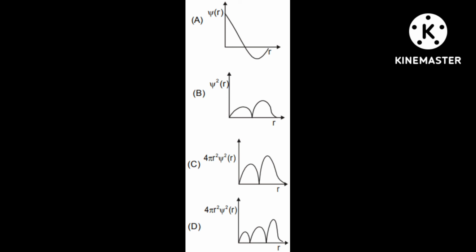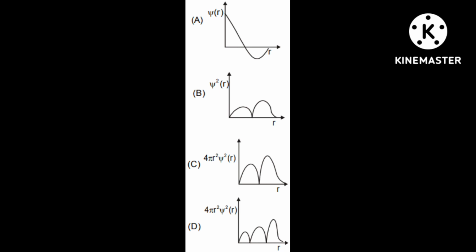Here n is equal to 2, L is equal to 1. n equal to 2 means you write 2 first, because you are talking about orbit number 2. L equal to 1, and 1 means P. So the orbital is 2P.